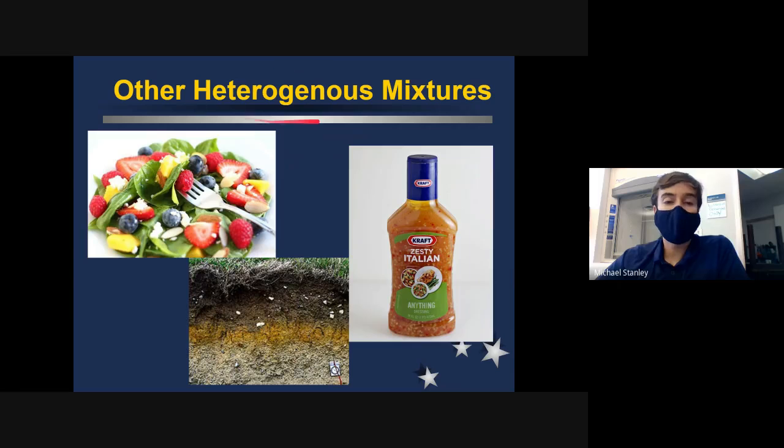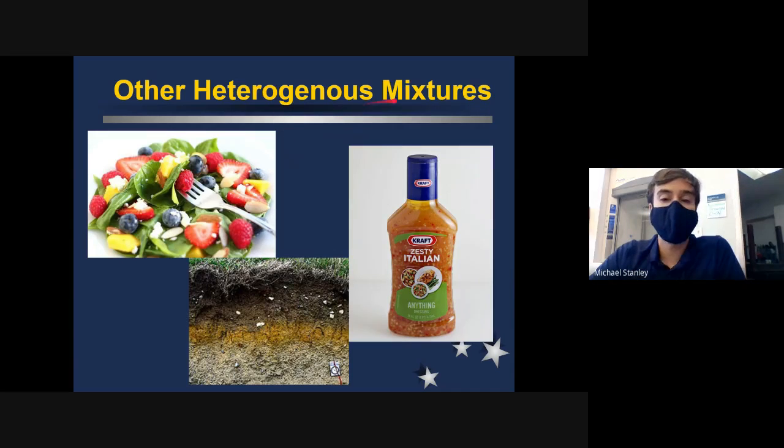So heterogeneous mixtures are all about being uneven and unequal. You do not have the same combination of particles everywhere that you go. No matter where you look, you're going to find something a little bit different than where you were looking before. That's what a heterogeneous mixture is.